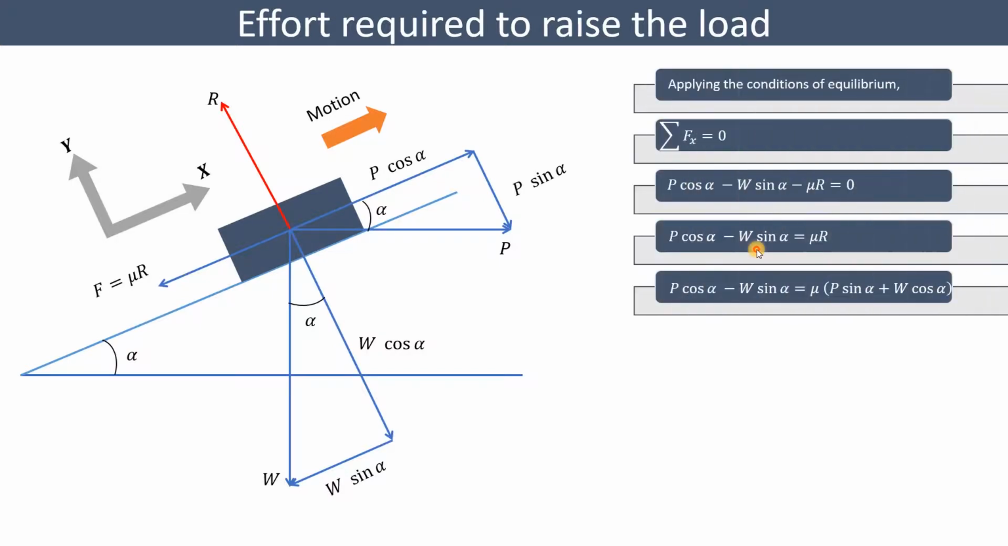Similarly, apply the other condition of equilibrium, summation of forces in x direction is equal to 0. Forces towards the right are considered positive, whereas forces towards the left are considered negative. So P cos alpha is acting in the positive x direction, so it is positive. Then W sin alpha is acting in the negative x direction, and F equal to mu R is also acting in the negative x direction, so that is negative. Transferring minus mu R to this side, it becomes plus mu R, and we substitute the value of R, which we obtained earlier as P sin alpha plus W cos alpha.